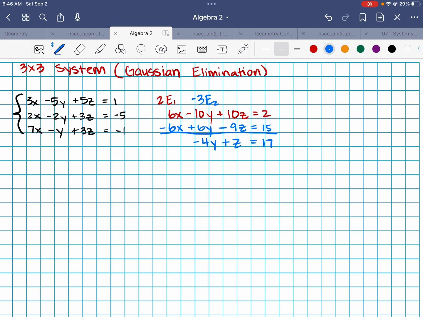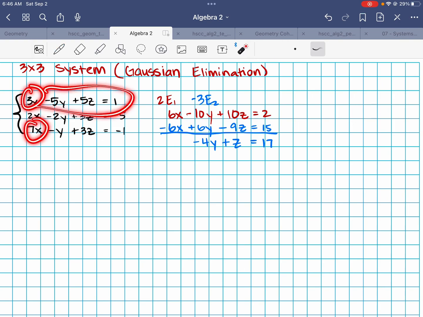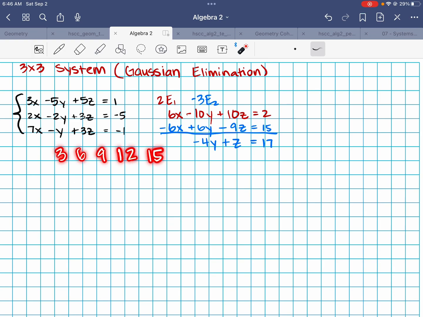All right, next I'm going to take a look at E1 and E3. So now I'm going to be focusing on this one and this one, looking at the entire equation, but it's really just the 3x and the 7x. If I look at 3, once again, I go 3, 6, 9, 12, 15, 18, 21, 24, 27, 30. I went a little bit further than normal. And then if I look at 7, it goes 7, 14, 21, and you're like, oh, there it is, 21. So I'm going to multiply the top equation by 7 to get the 3x to turn into a 21.